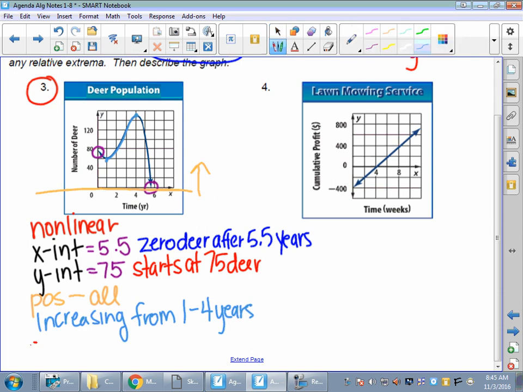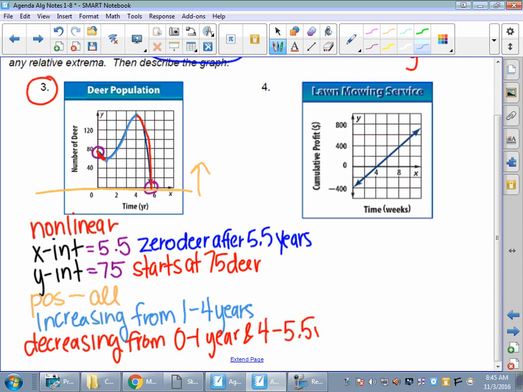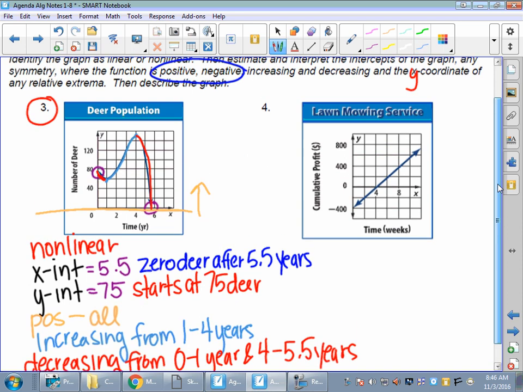Where was it decreasing? Decreasing from 0 to 1 year right here. And then when else did it start decreasing? At 4 years, the population started decreasing, 4 to 5.5 years where it actually hit 0, and then there is no more. So we've got 2 decreasing parts and 1 where that deer population was increasing.